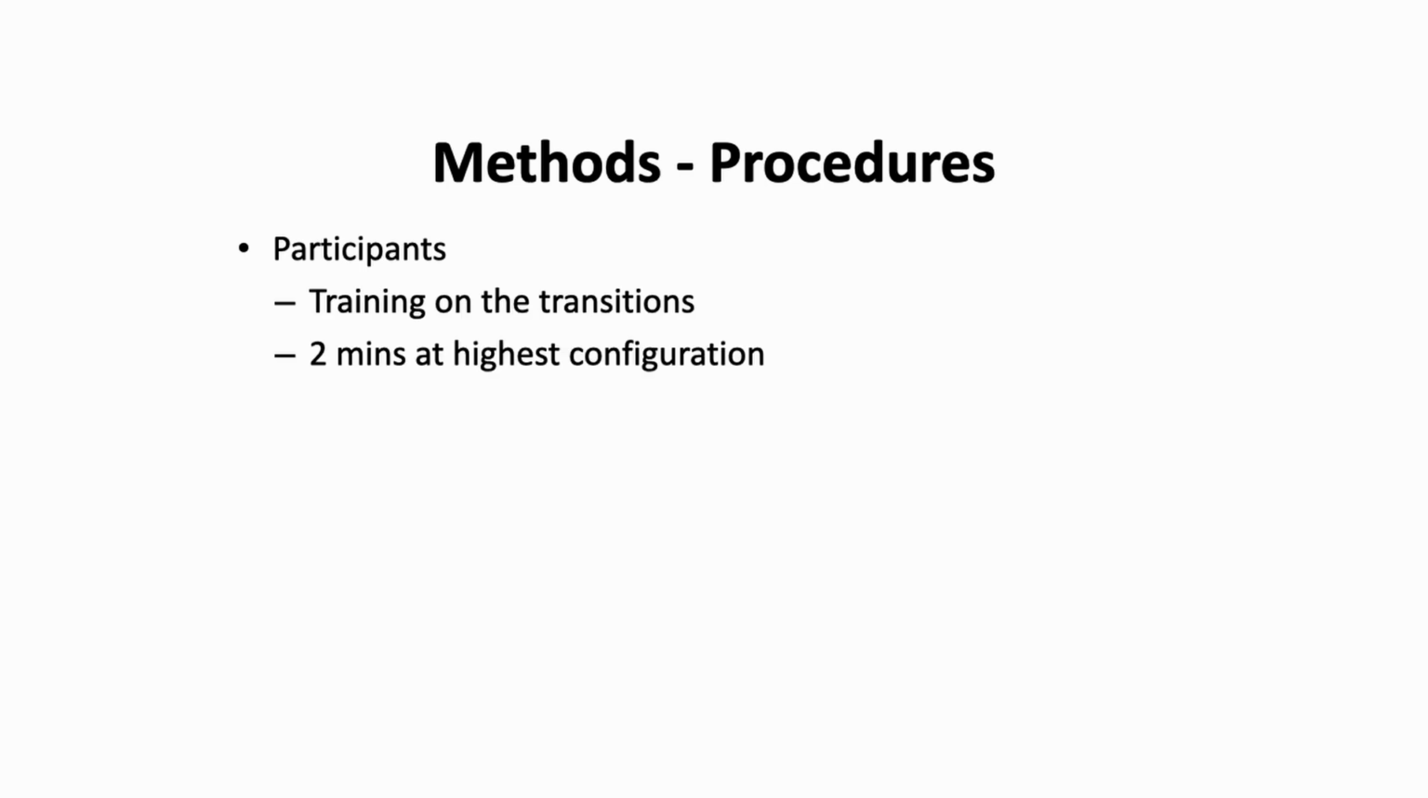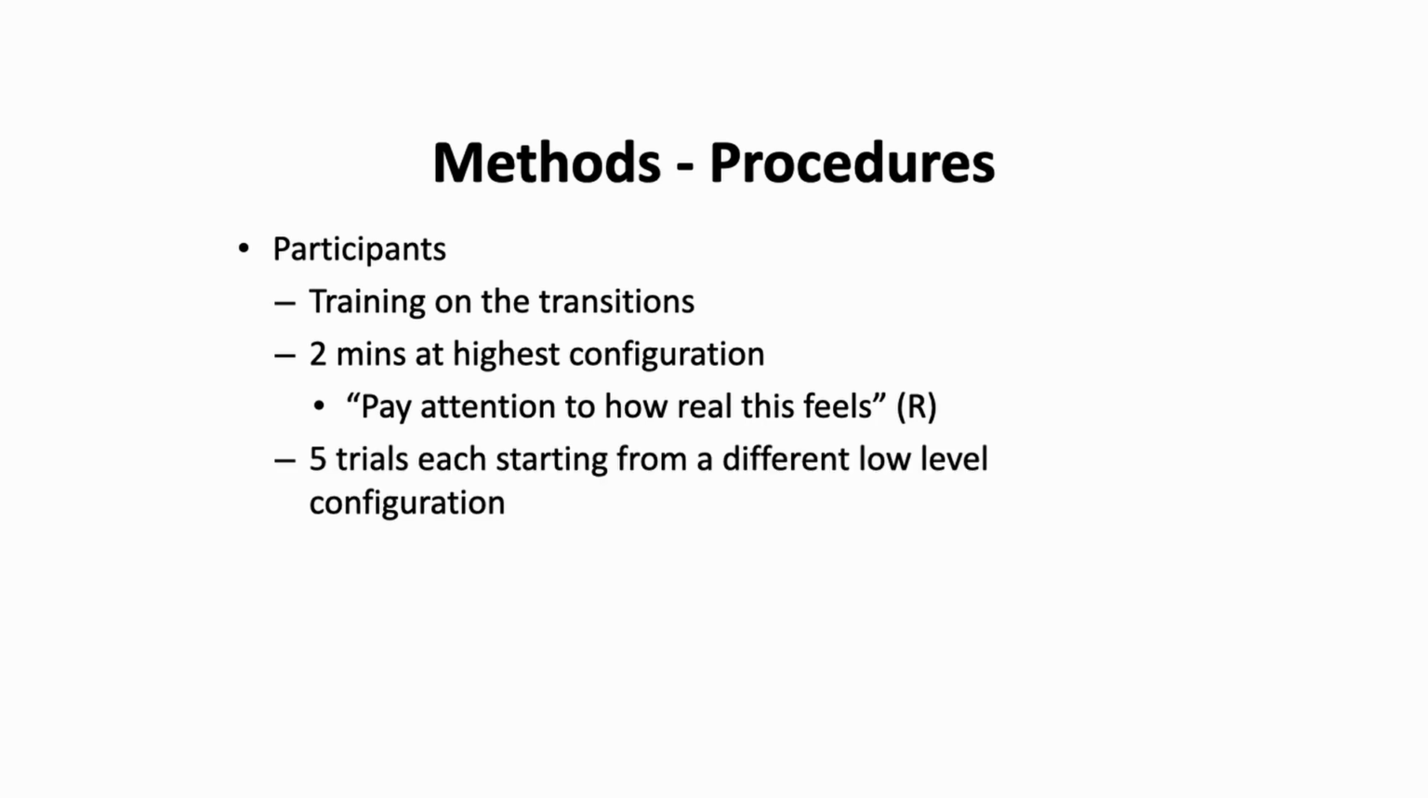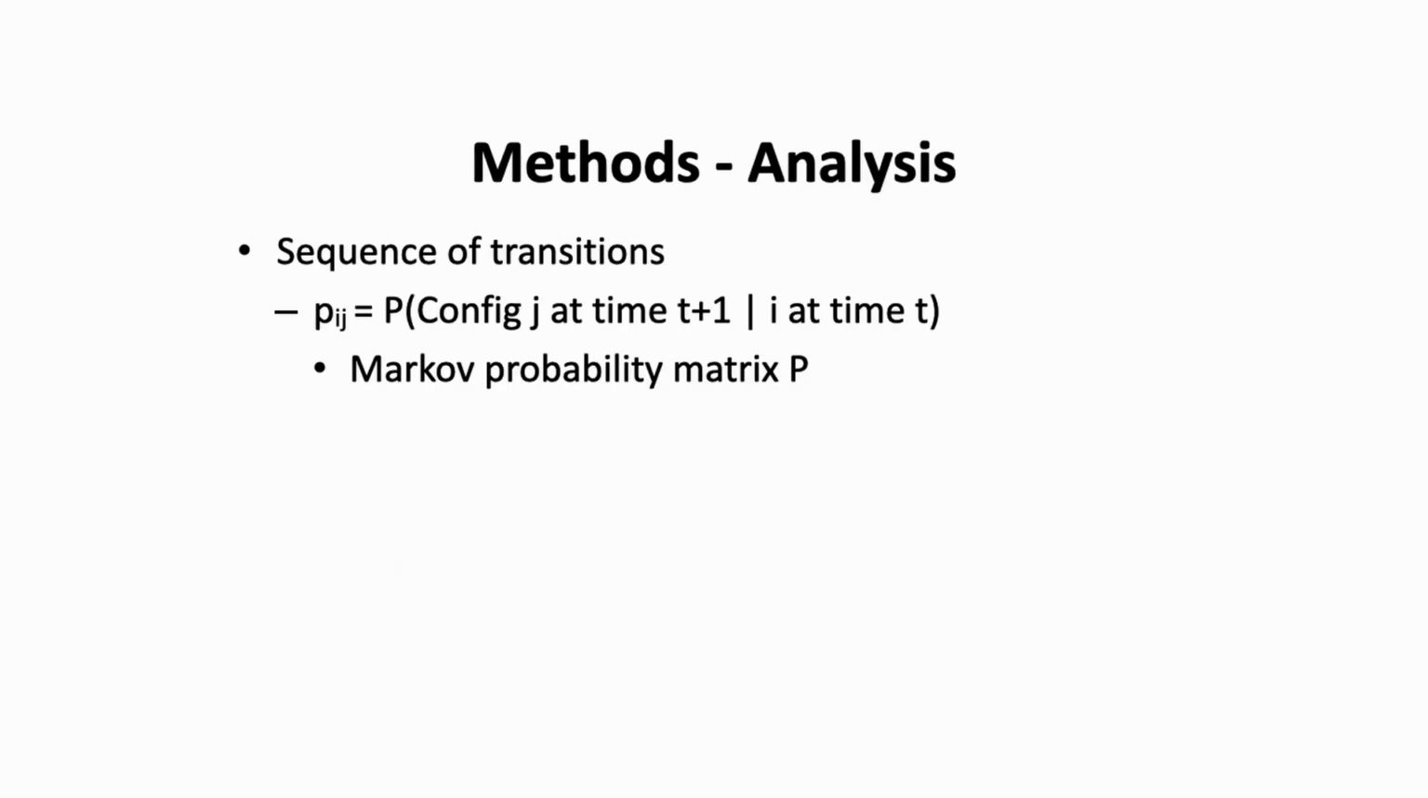So the participants, first of all, had training, 2 minutes at the highest configuration. Pay attention to how real this feels. And then they did 5 trials, each starting from a different low-level configuration. And this is the critical thing. They were told, stop when you get a match between your original feeling of plausibility and the feeling that you have now.